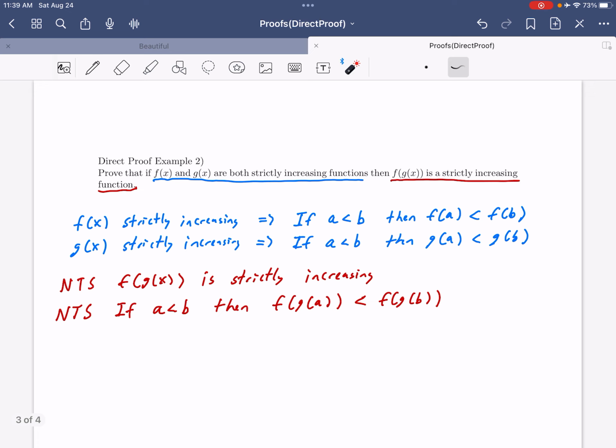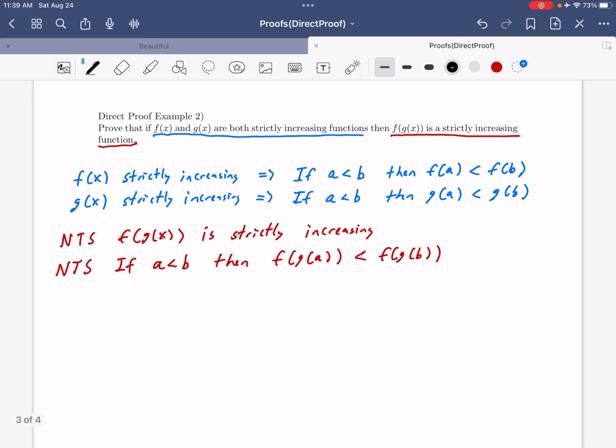Here, it's a little bit more complicated because it's not just saying f of A is less than f of B. It actually has this logical operator part that says if A is less than B, then f of A is less than f of B. So actually the definition has an if-then inside of it itself. So a little bit more complicated here. All right, let's go ahead and start our proof then.